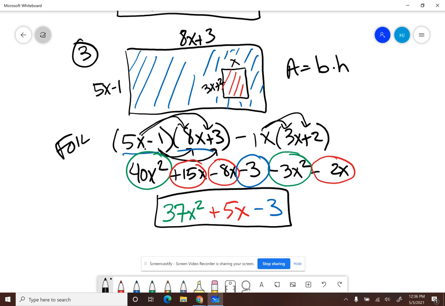So again, multiplying binomials times binomials. This one's a little bit more complex a problem. You're going to have one more like that, so I wanted to do at least one example. But if you need any help, make sure to reach out to us, and we'd be glad to try to help you with these problems. Thanks.